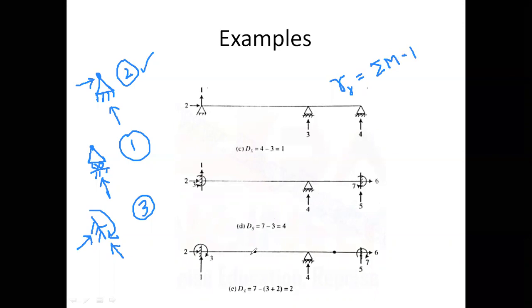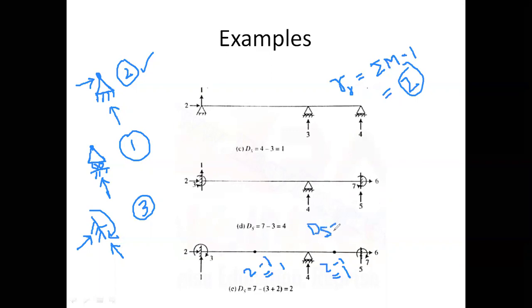So in this case, the number of members connected to this hinge will be 2, and similarly in this case it will be 2. Sigma means the total number of such hinges. So for this case, m minus 1 will be 2 minus 1, that is 1. In this case it will also be 2 minus 1, that is 1. So total will be 2, so a total of 2 reactions will be released in this case. So the degree of static indeterminacy becomes like this.